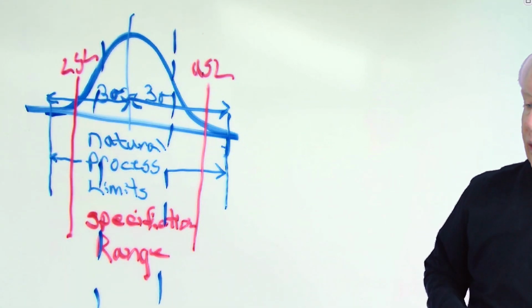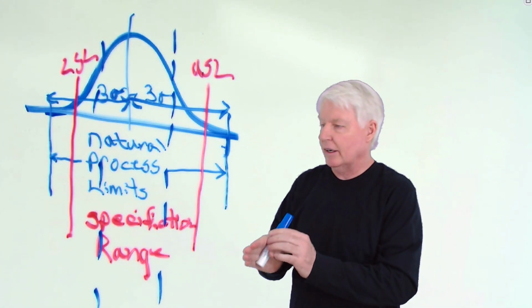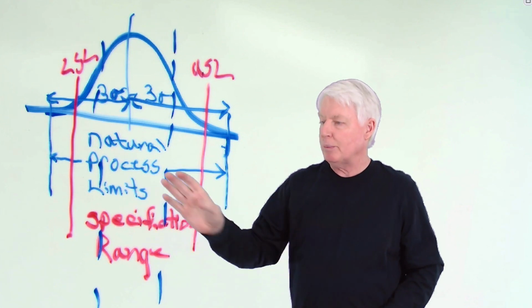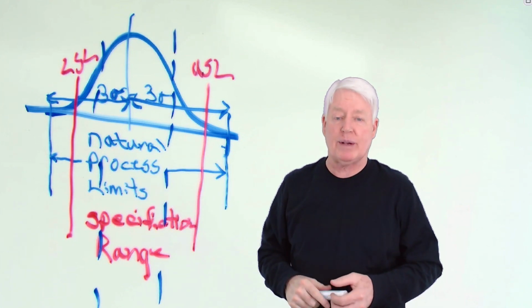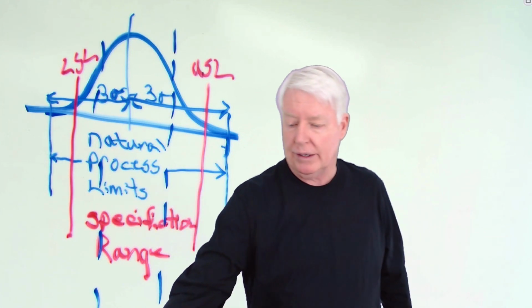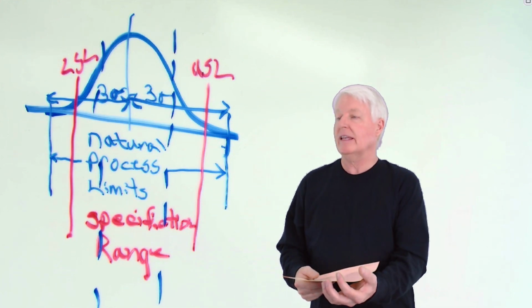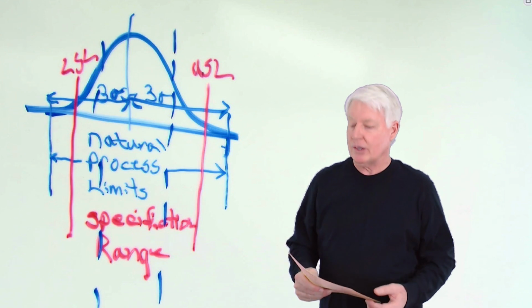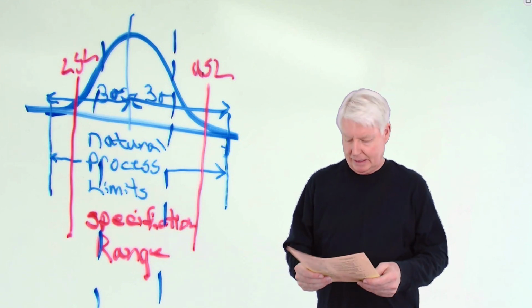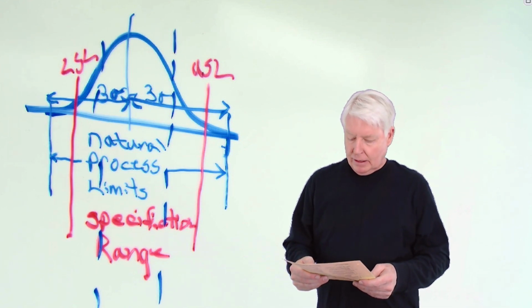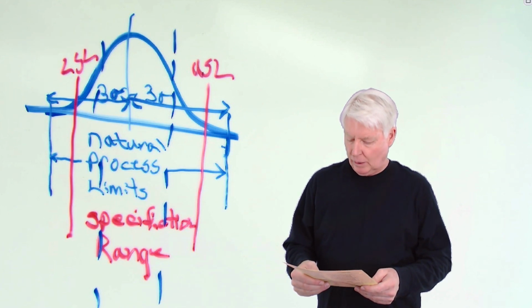And if you reduce variation, reduce the width of that curve, then of course the natural process limits would be less than the specification range, which is what we want. So you could do that. The customer isn't going to say anything. They're just going to be happier because you're not sending as much scrap to them. So that's a good thing. Okay, so we don't need to worry about that one.